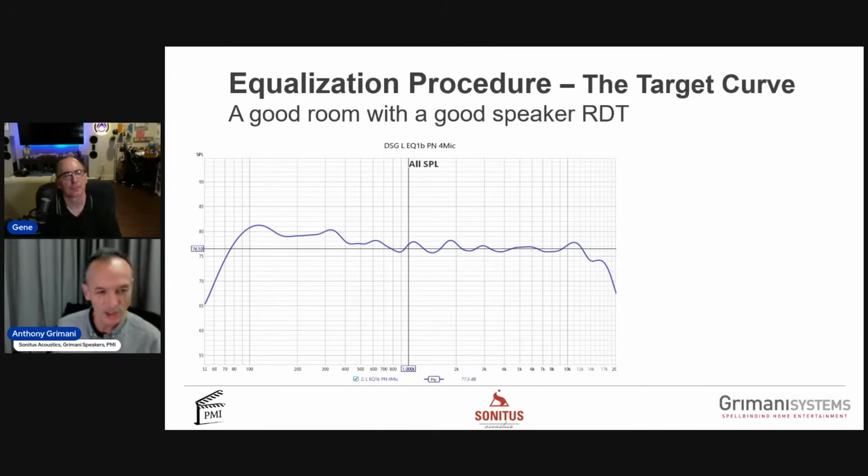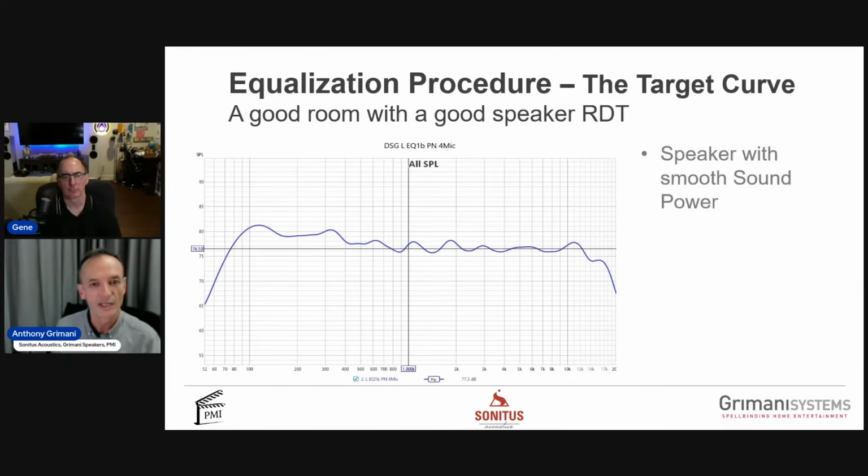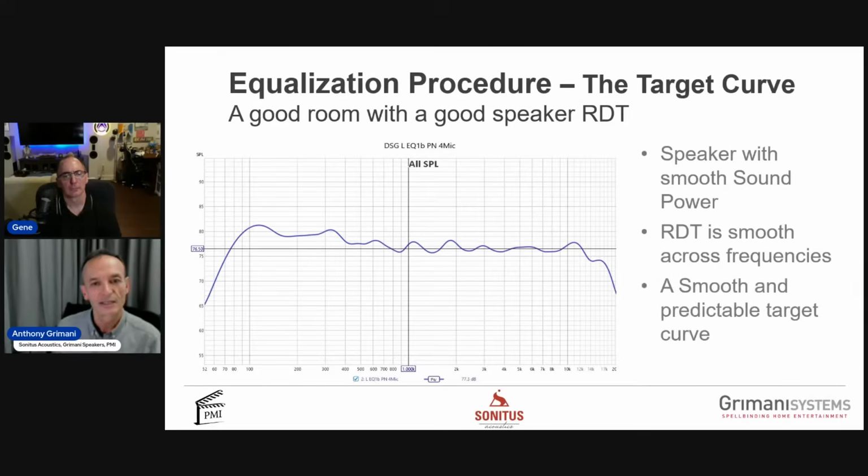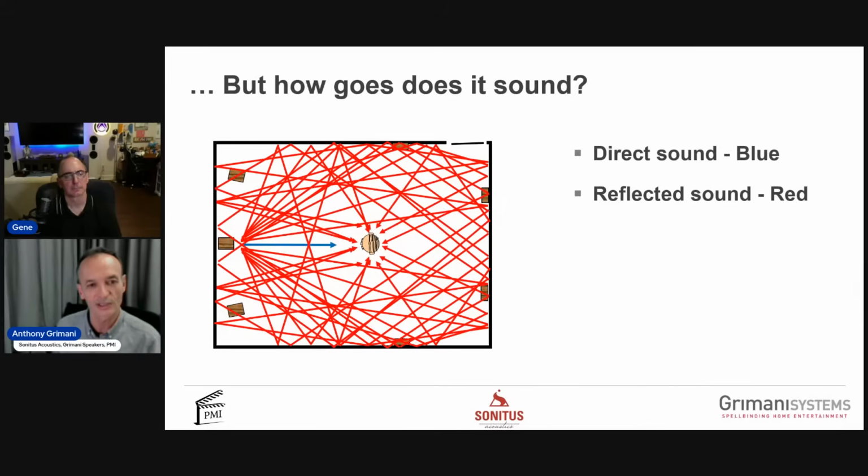I actually have the curve also with the sub. I just happened to print out the wrong one here, but the sub goes up about 4 or 5 dB from there. Right. I'm just talking about what's happening over here. There's still a little bit of downward tilt, but you've got to understand that the sound power, especially in the higher frequencies, will affect your target curve. So this is a speaker with smooth sound power in a room that has smooth reflection decay time across frequencies, and the target curve is predictable.